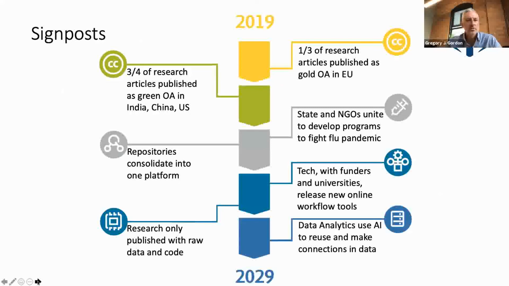Now, what are some of the signposts that we would see that this scenario was the one that was actually working best? We might see a third of the research articles published as gold in Europe. You start to see more green in other parts of the world. It would be wonderful if we started to see states and NGOs unite to develop programs to fight the flu pandemic. But again, these signposts are the things that will start to lead us towards which of these scenarios is more likely to occur as we continue to go forward over the event horizon. Again, I'm very quickly going through all 3 of these scenarios, and then I'm going to jump into the survey for a moment, but they're all available again at bit.ly/research-futures.